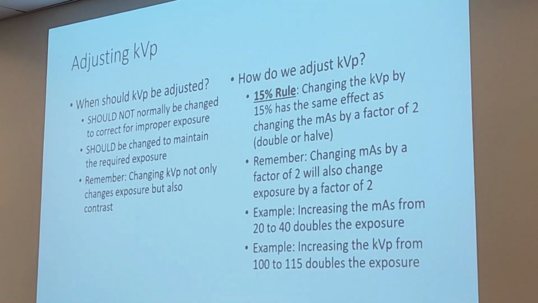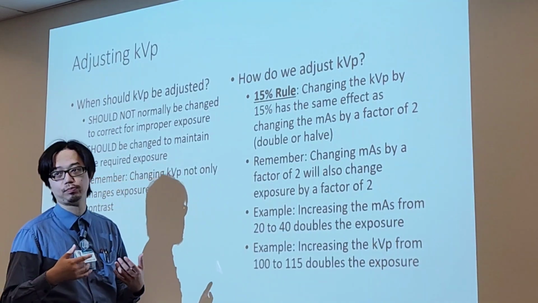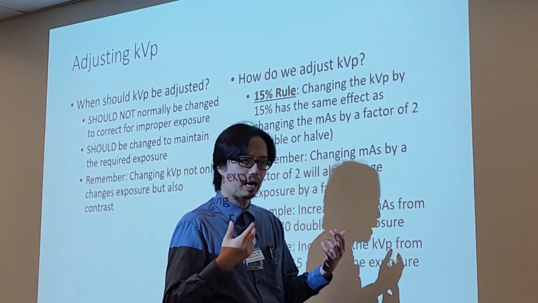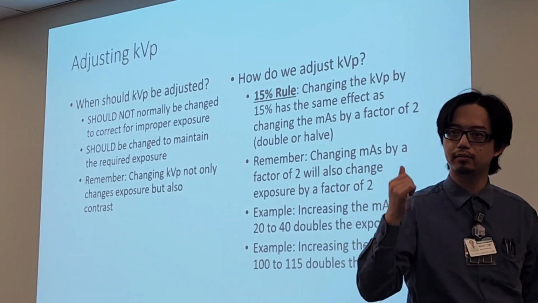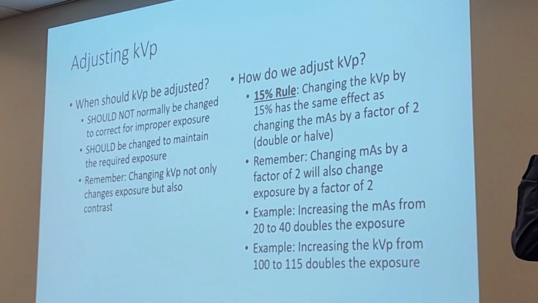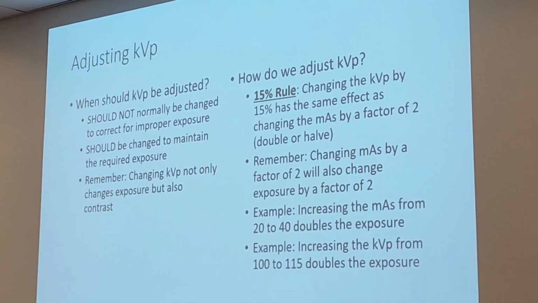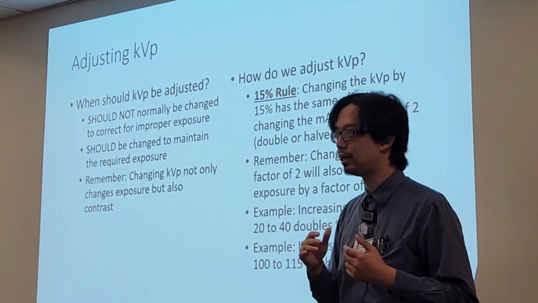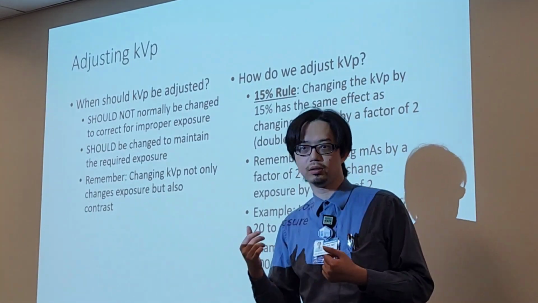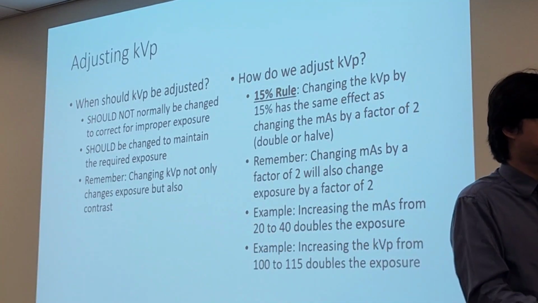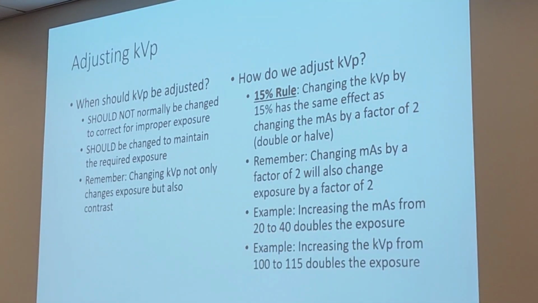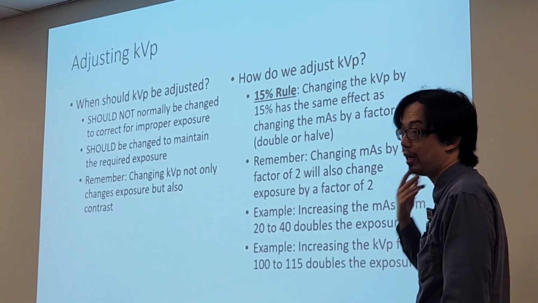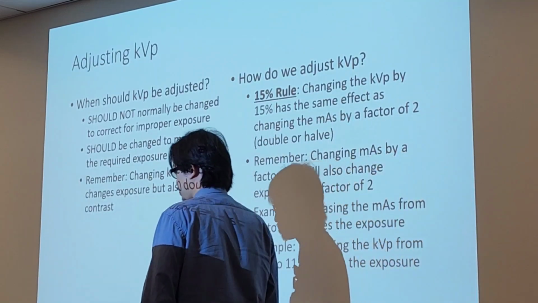If you want the intensity at the IR to change by a factor of 2, how much does KVP change by? 15%, right? That is the 15% rule of KVP. A 15% change in KVP will change the intensity at the IR by a factor of 2, right? So changing the KVP is almost equivalent to changing the mass by 2, right? So small changes in KVP have big effects on the image.